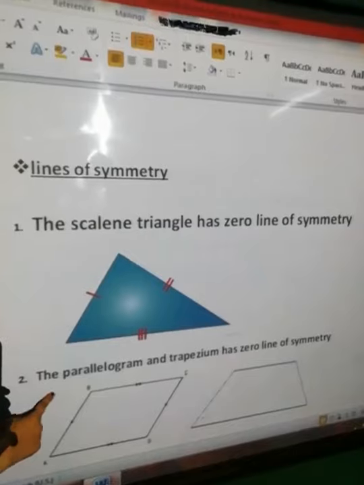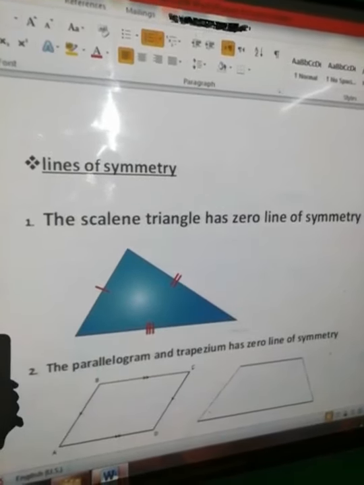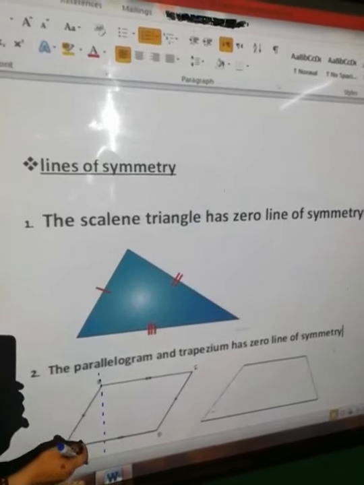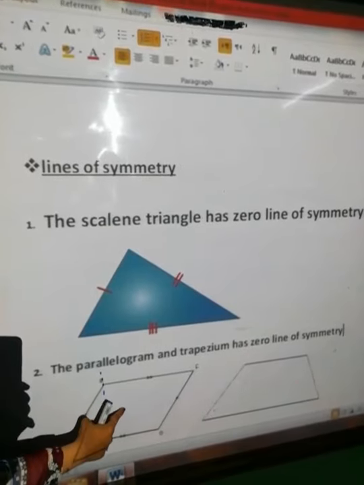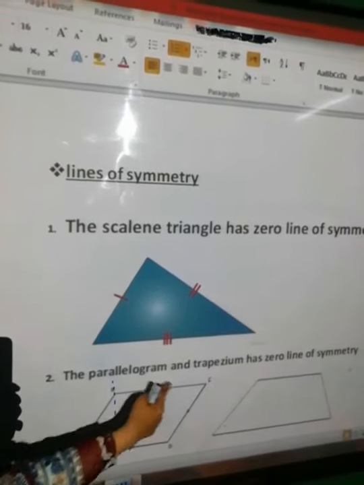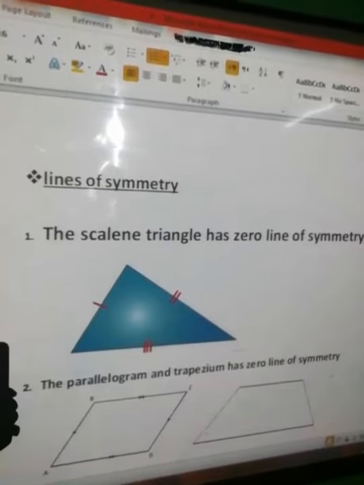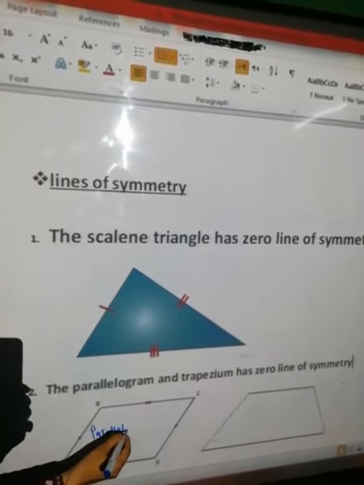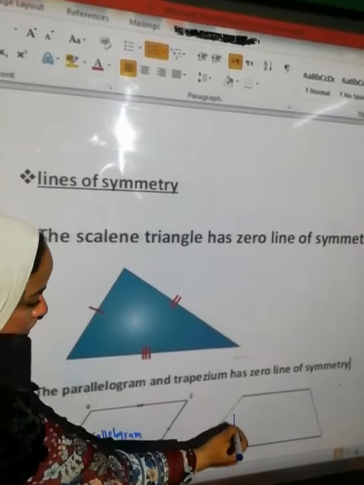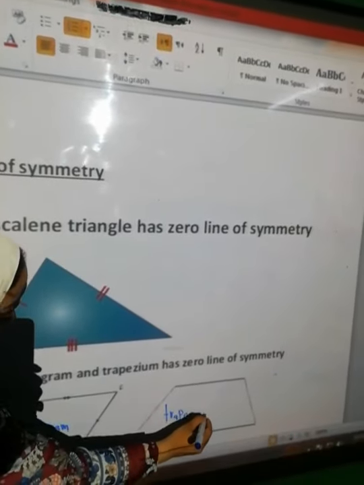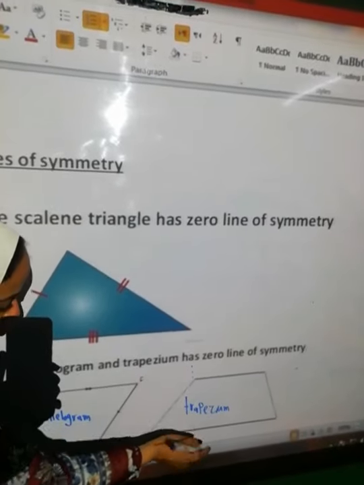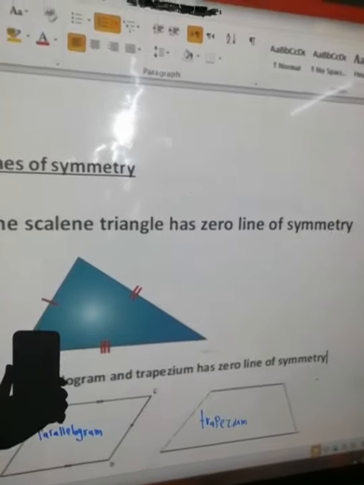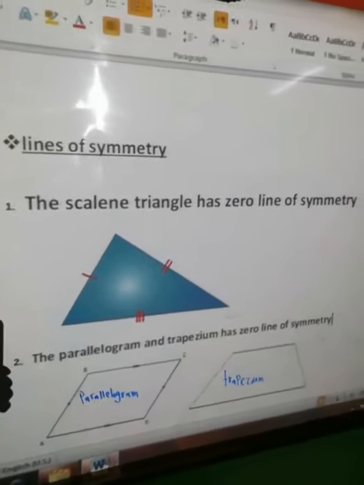Okay? Number two, the parallelogram and trapezium has zero line of symmetry. Why? When I put a line like this, this part is not congruent to this part, so I can't draw the line symmetry. And here, in trapezium, this is parallelogram. In trapezium, I can't draw the line symmetry because this part is not congruent to this part. So the parallelogram and trapezium has zero line of symmetry.